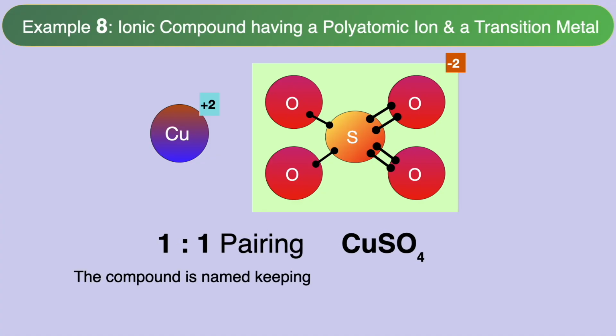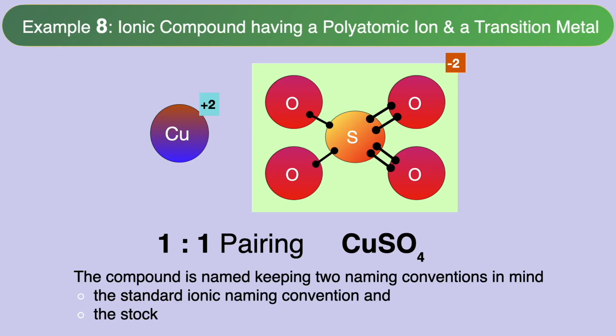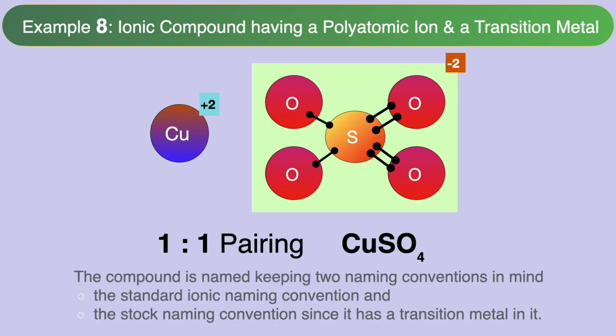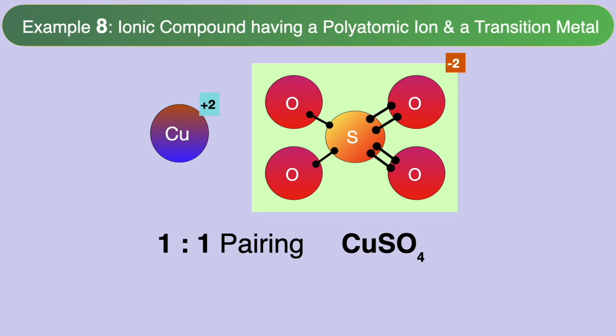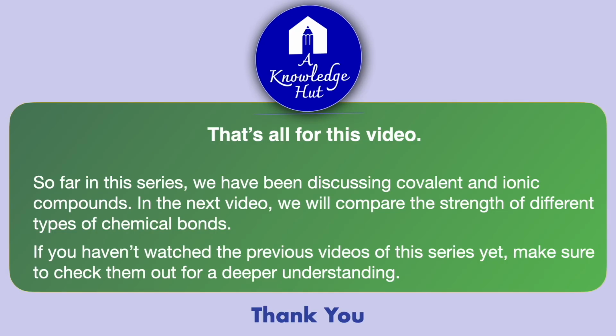The compound is named keeping two naming conventions in mind: the standard ionic naming convention and the stock naming convention, since it has a transition metal in it. Thus, it is named copper(II) sulfate. The 2 in Roman numerals is used to indicate the charge of the cation copper. That's all for this video.